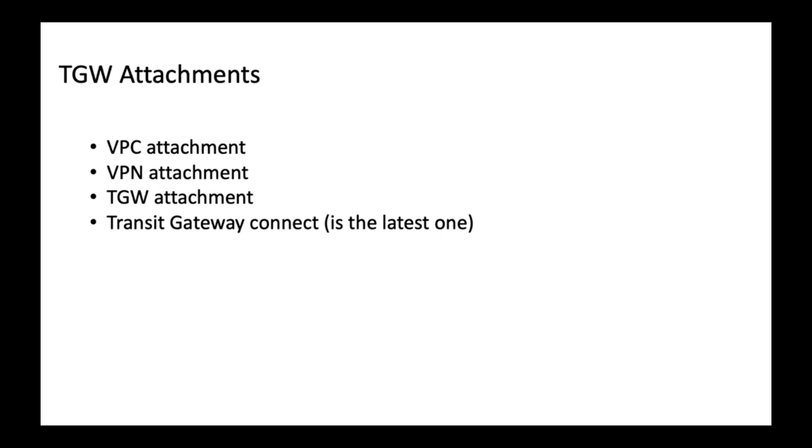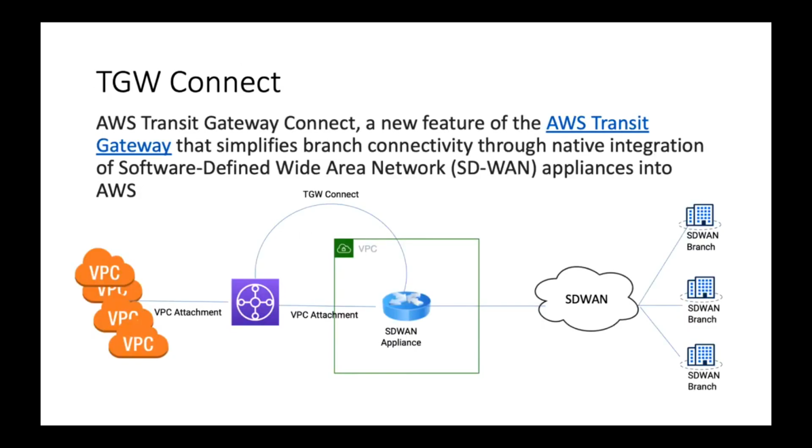Then there is the TGW peering attachment. A TGW can peer with another TGW using this attachment, and usually these TGWs are in different regions so that you can use Amazon's backbone when you do inter-TGW communication. And the last one that we're going to talk about today is Transit Gateway Connect. So what is Transit Gateway Connect?